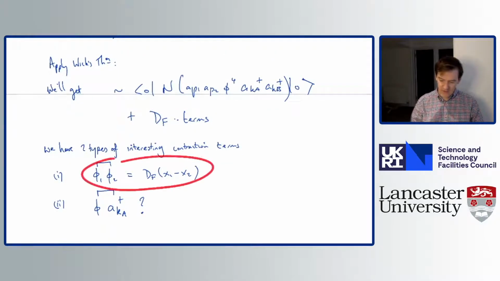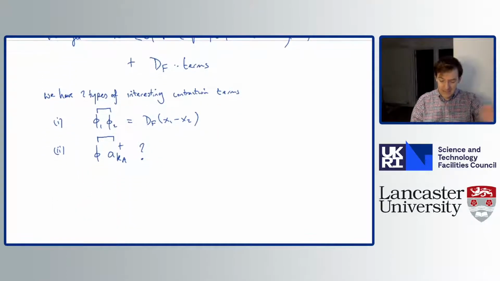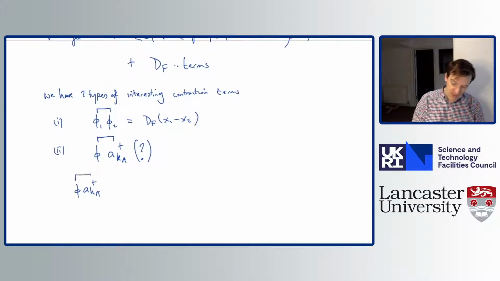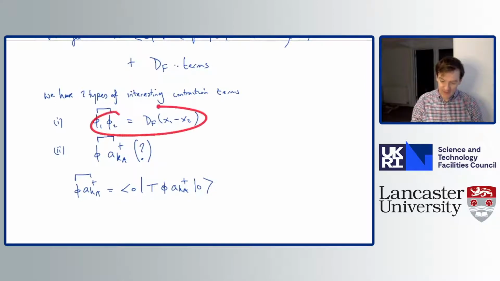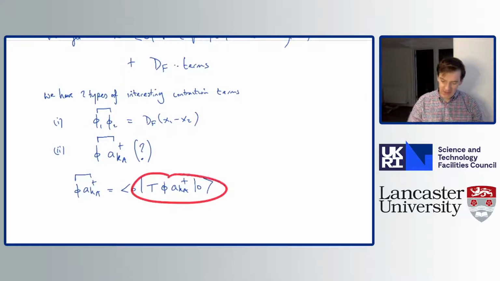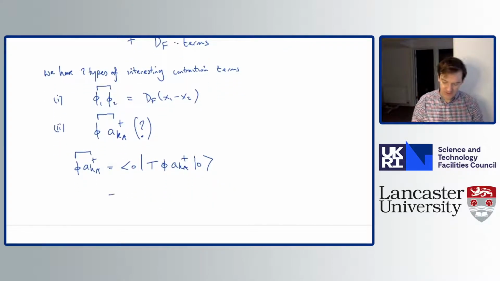Because we know this gives the Feynman propagator. We need to figure out what's going on with this type of term. So, put it in brackets. So we're working out what this contraction is. What this means is we put these states between two vacuum states with the time ordering symbol in the following way. So we have to work out what this is. In the previous case, this just gives us a Feynman propagator. Let's see what it gives us for this case with a single a.